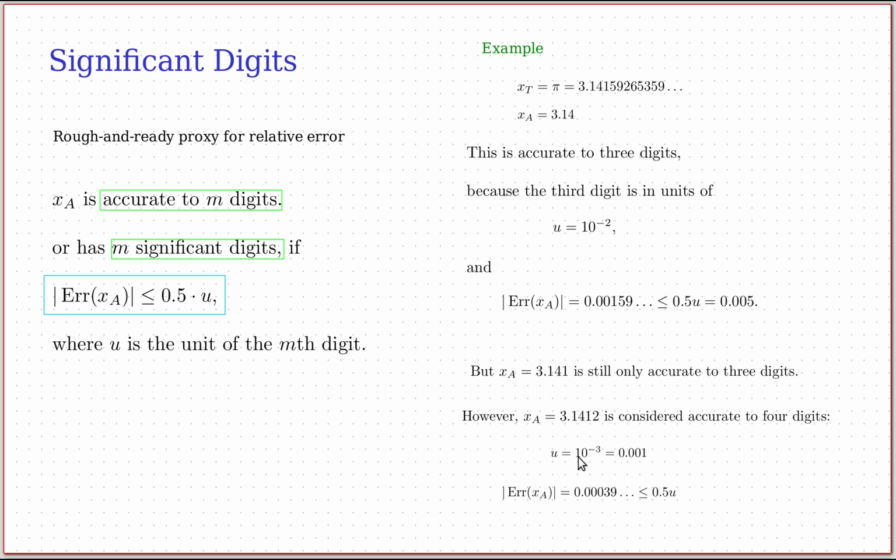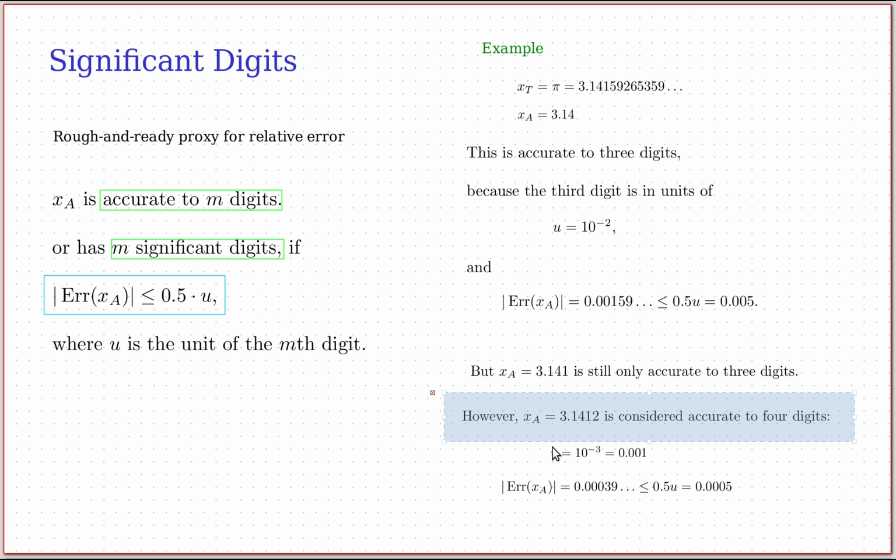This is in the 3rd decimal place, so the unit is 10 to the negative 3rd, or 0.001, right? And now the absolute value of the absolute error is the difference between the true value of pi and 3.1412. So if you subtract that, what you come up with is 0.00039. Now that is in fact less than or equal to 0.5 times this u, which would just be 0.0005. So this approximation, 3.1412, does satisfy the definition for having 4 significant digits. It's accurate to 4 digits.